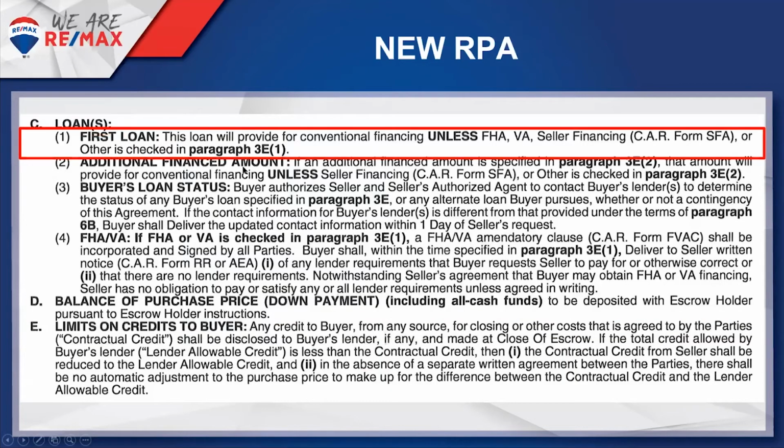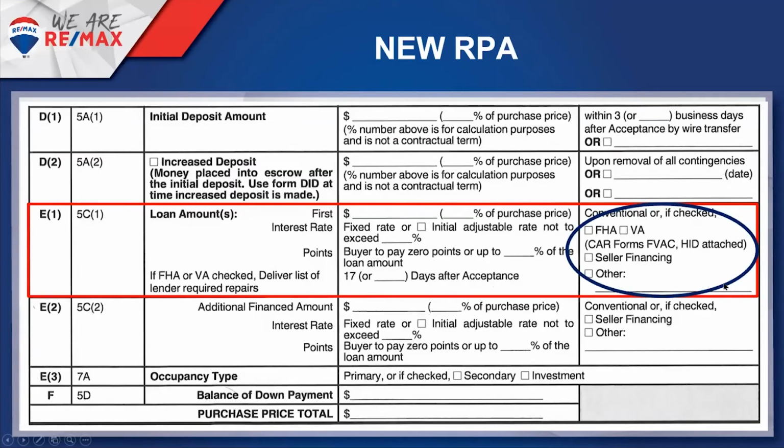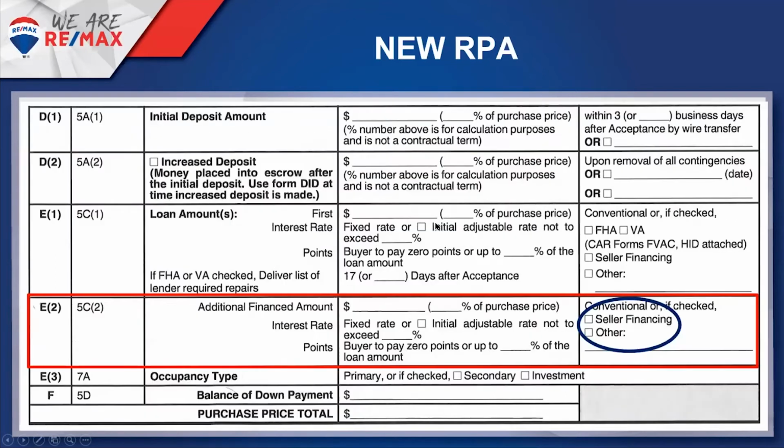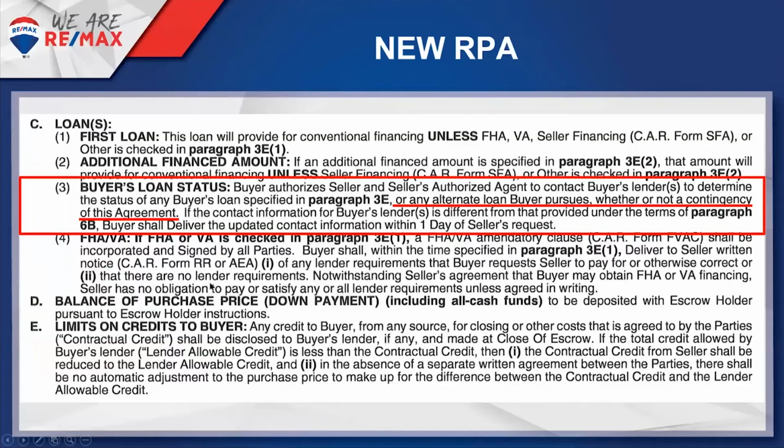Loans. The first loan is itemized in paragraph C1 there, and if there's an FHA or VA loan or seller financing, then those boxes are checked. Otherwise, it's conventional financing. Okay. And if it's a second loan, there's no FHA or VA on the second loan, but there could be seller financing or other on the second loan. So the terms of the loan are, again, contained in 3E, part of the grid.